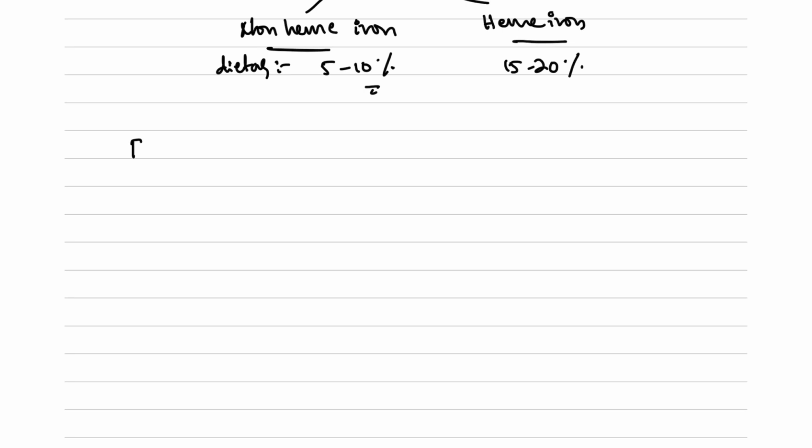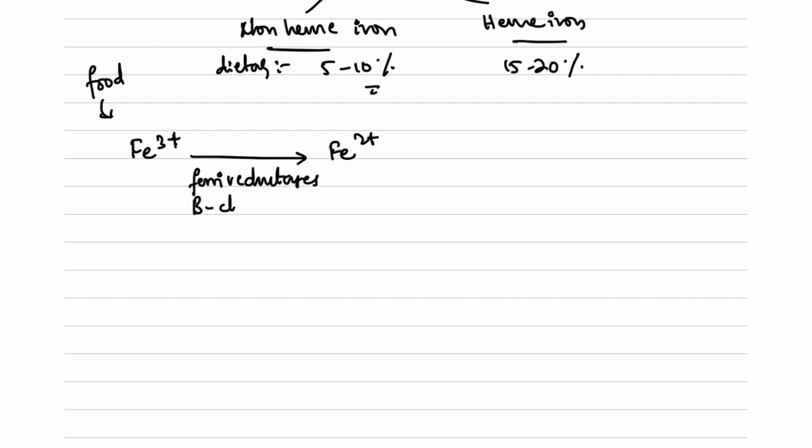Normally whatever food we take, the iron is in the form of ferric, Fe3+. This Fe3+ has to be converted to Fe2+. And how is it converted? By ferric reductases, as well as we have B cytochrome, and there is a certain enzyme called STEAP3. So this is the dietary food intake in the form of Fe3+, and it is converted to Fe2+ by ferric reductases, B cytochrome and STEAP3. Okay, and this Fe2+ is absorbed.